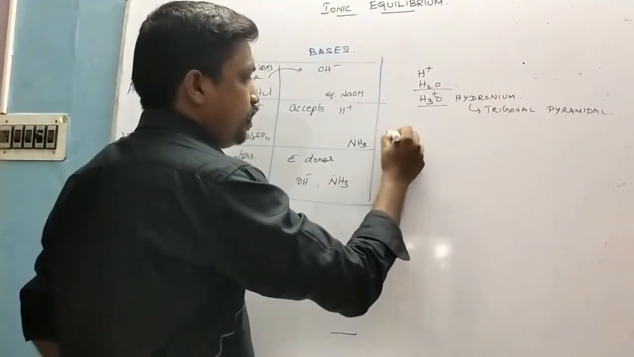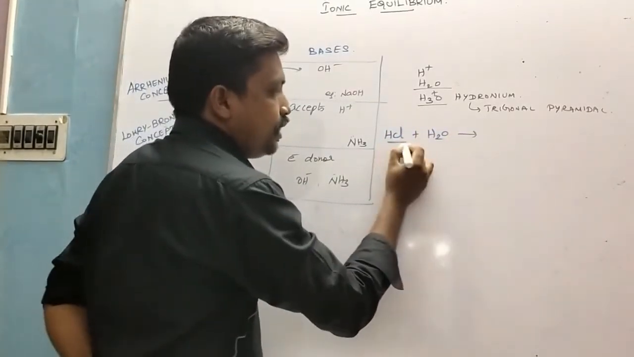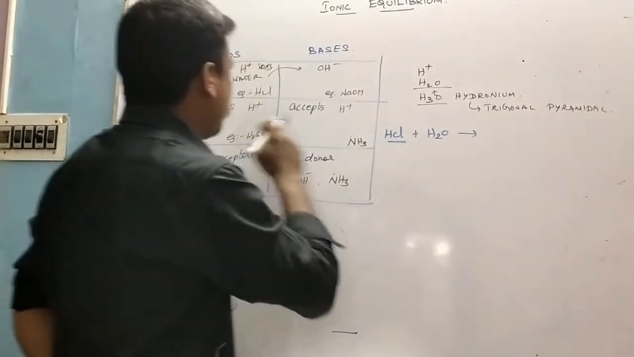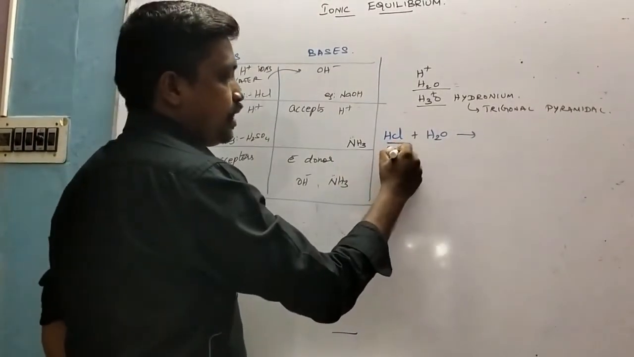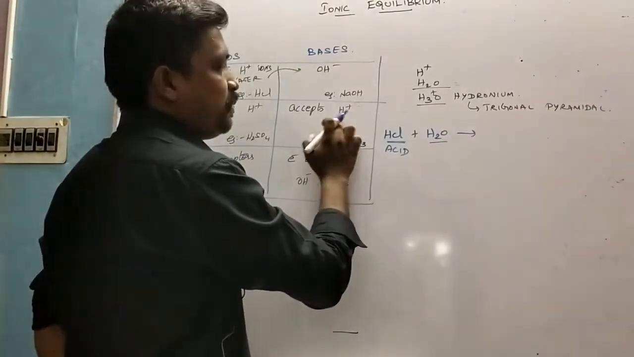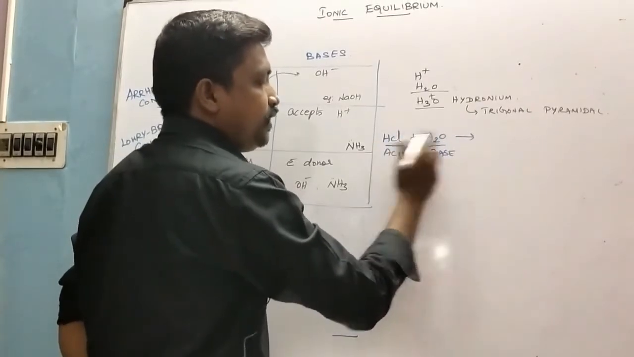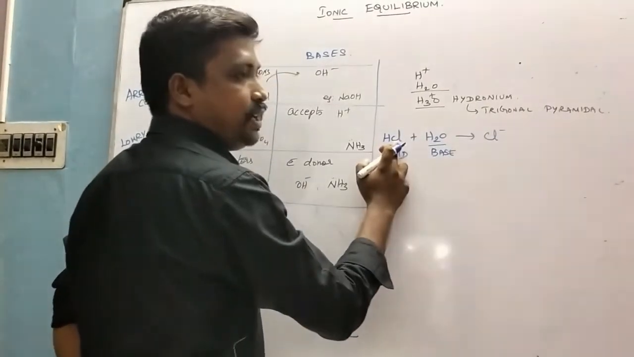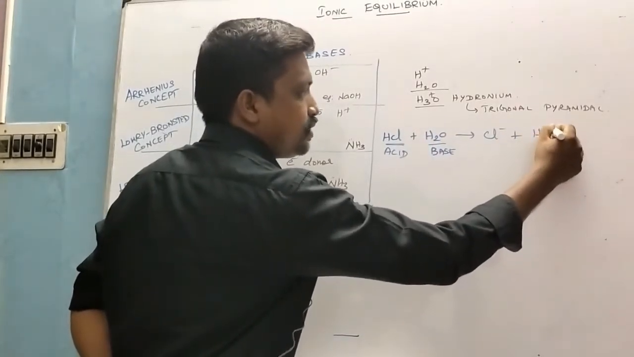Consider an example. HCl when it is dissolved in water. See here, HCl gives H plus, so it comes under the category of acids. It gives H plus to water. So water accepts H plus here, so it is called a base here. Then after giving H plus, the remaining is Cl minus here. And after gaining H plus, the water becomes H3O plus here.